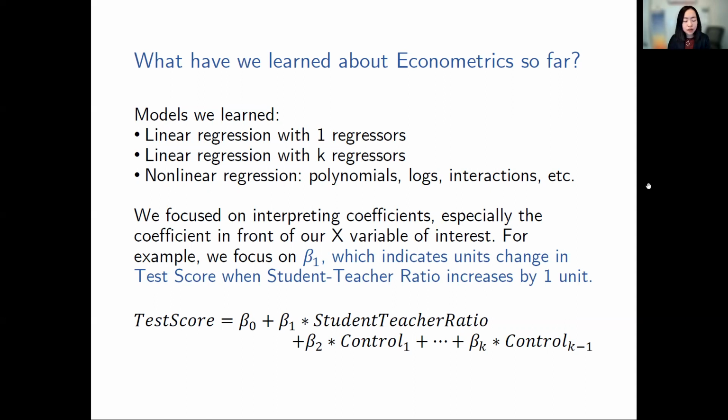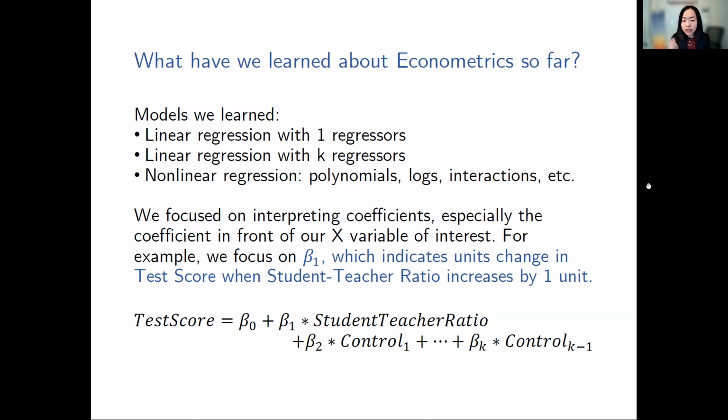Sometimes it's just beta 1 itself. Sometimes we have controls, so we have beta 2 to beta k. Suppose we have k minus 1 different control variables. No matter how many control variables we have, we usually don't care too much about the beta in front of the control variables, because what we care most about is beta 1. And my question is, why do we care about beta 1 in the first place? That is because we need to guide a decision of policymakers whether to approve more funding to hire more teachers.